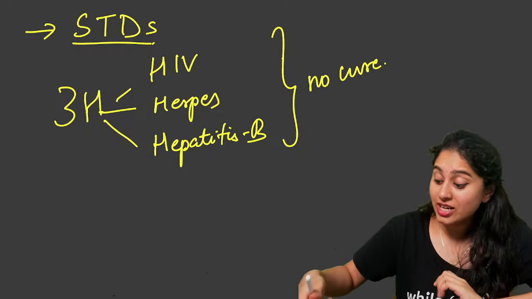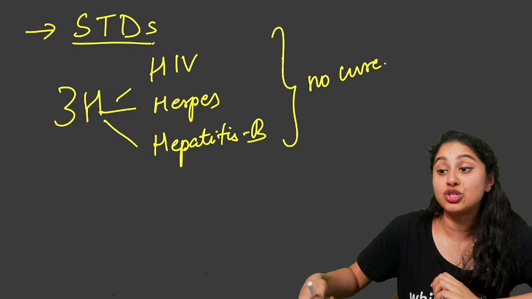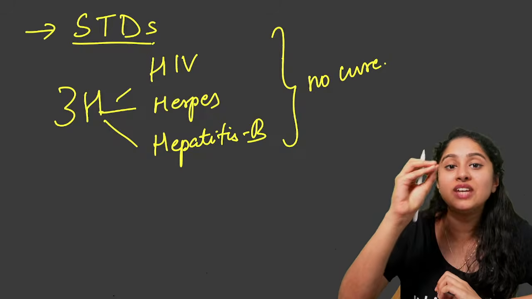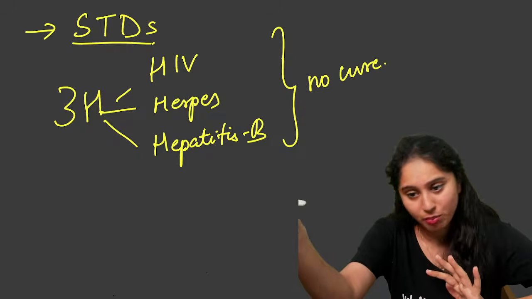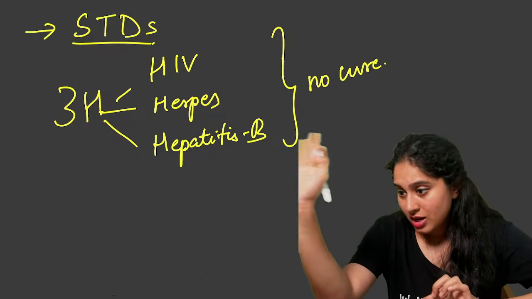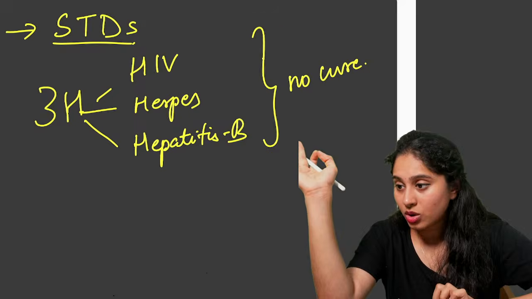Now, because HIV, hepatitis B and herpes have no cure, you can only give some drugs to prolong the disease, but you can never cure them. They will die at some point. Okay? Is that clear to all of you?